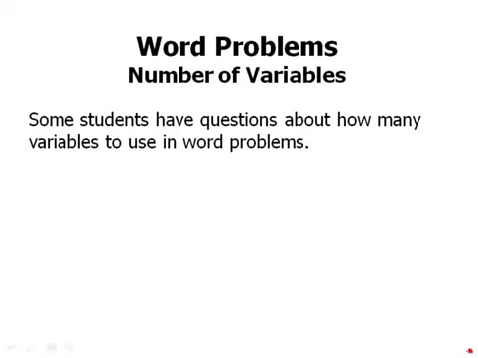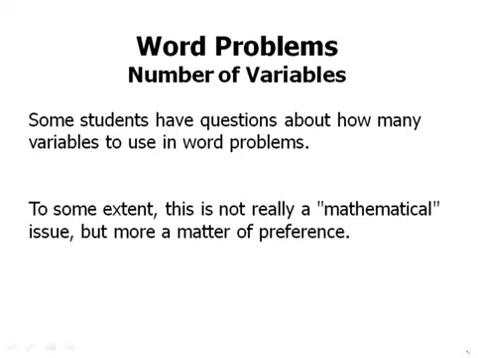Number of variables. Some students have questions about how many variables to use in word problems. To some extent, this is not really a mathematical issue, but more a matter of preference. In other words, sometimes students get caught up on whether the right way to do it is with just one variable or assigning two variables. And it turns out there is no absolute right way. You can do it both ways many times. It's really a matter of discerning what works best for you.